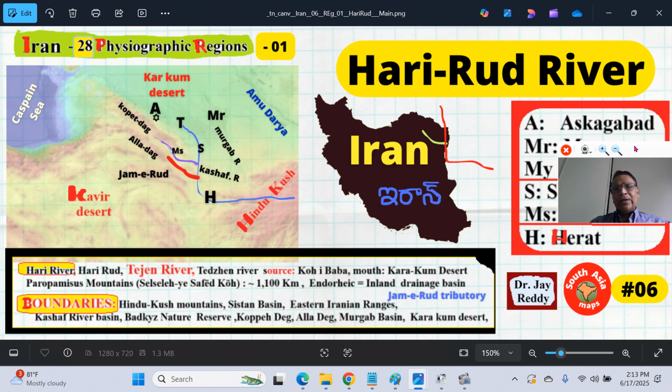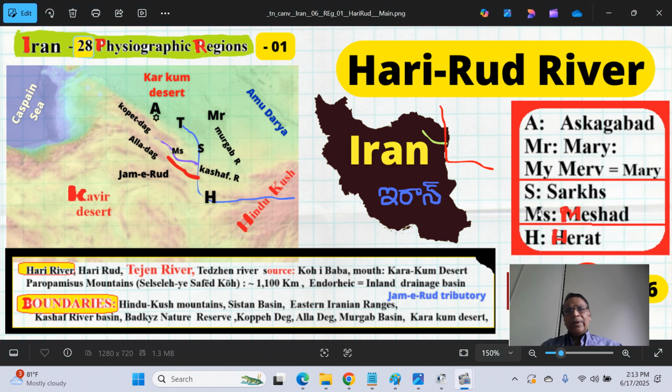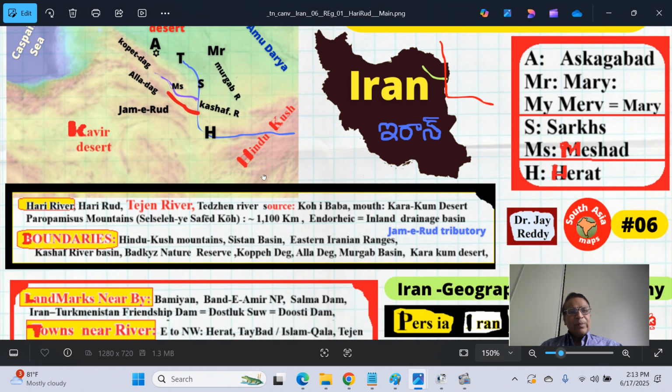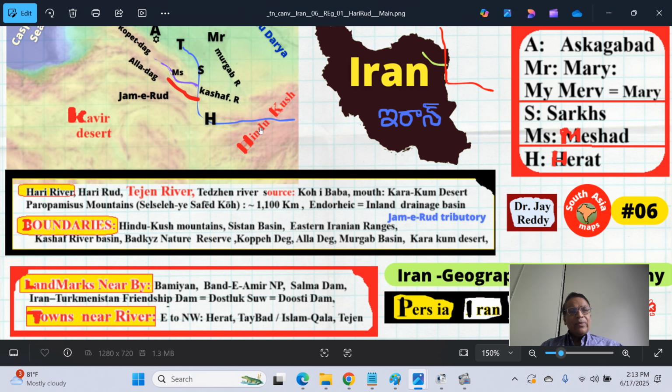this is the Meshad town. I have put the abbreviations here. Ashgabat in the eastern foothills of Kopedeg mountain, that is the capital of Turkmenistan, overlooking the Karakum desert, and this is the Murgab river. This is the historic city of Merv or Meru, and the river goes through another town called Sarakhs, ends in the Tejen town. Boundaries. So we have looked at the boundaries.